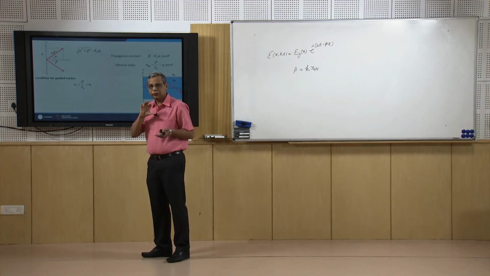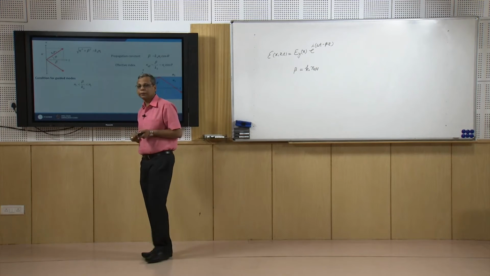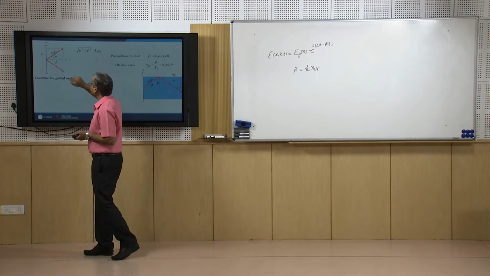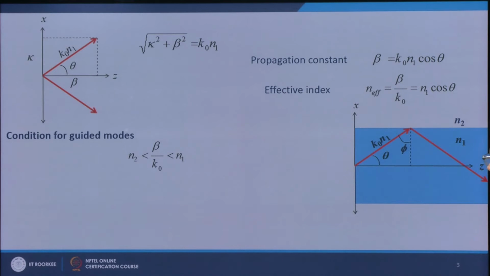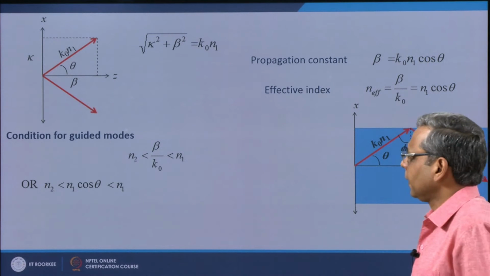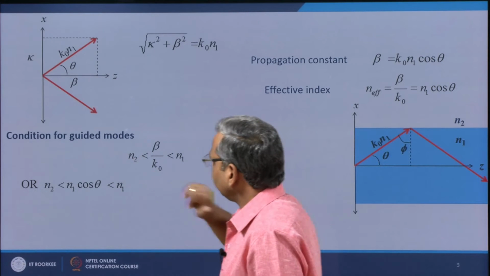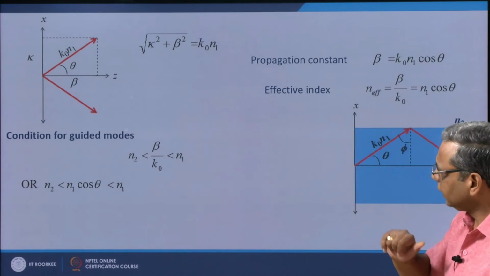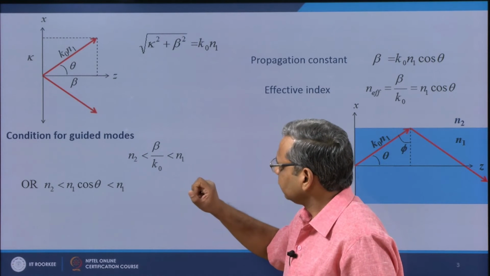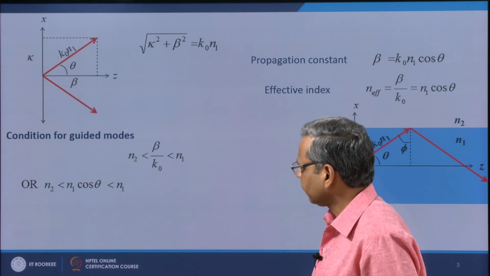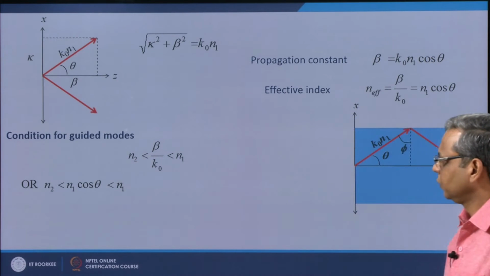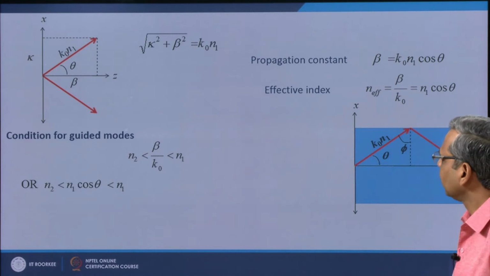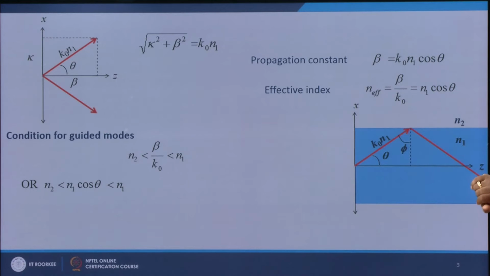Since different modes have different standing wave patterns and constitute different plane waves at different angles from the z axis, n effective would be different. If I look at the condition for a guided mode, then beta over k naught lies between N2 and N1, and beta over k naught equal to N2 gives the cutoff of a particular guided mode. From here, beta over k naught is nothing but N1 cos theta.